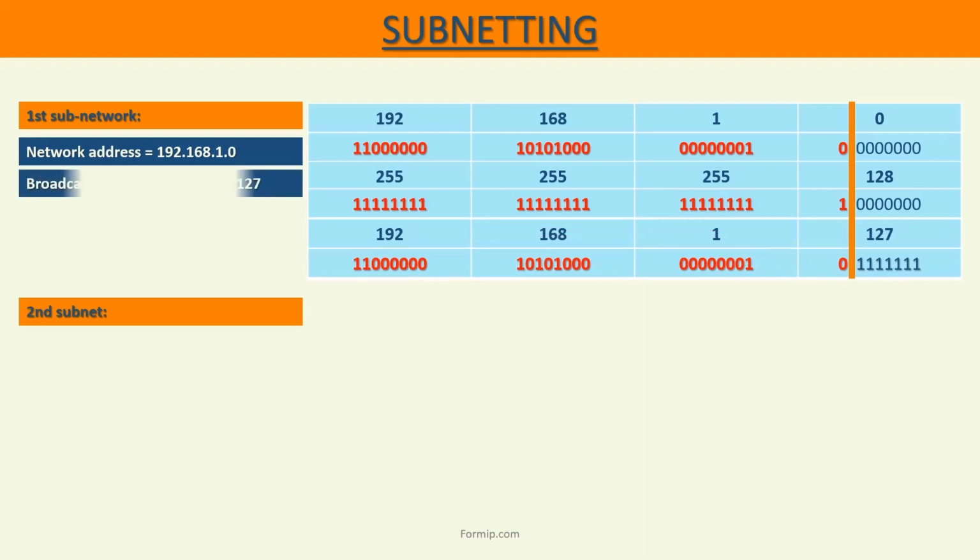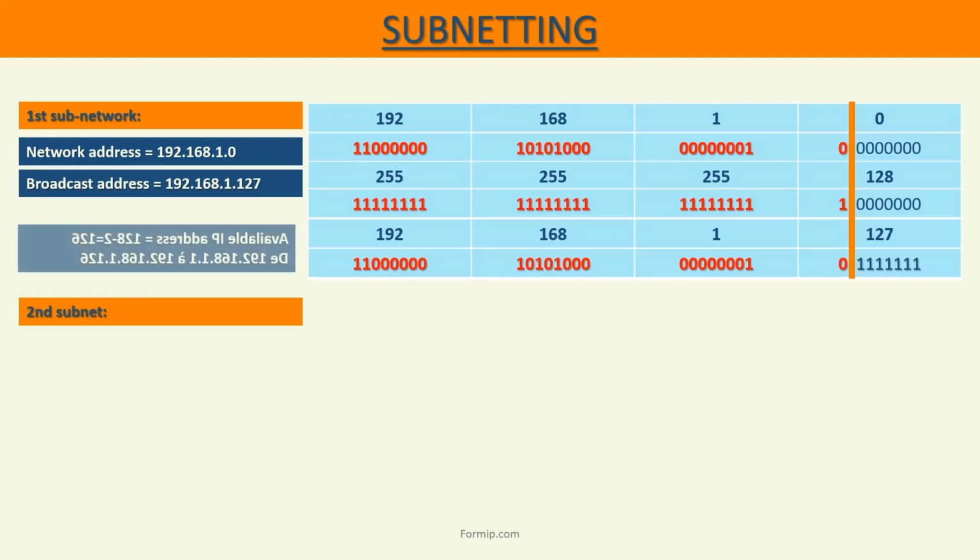To find the broadcast address, all the bits must be set to 1, always after separation. The broadcast address is therefore 192.168.1.127. In this 128 IP subnet, if we remove the network and broadcast address that we cannot use, we are left with 126 IP that we can assign to hosts. These are the IPs from 192.168.1.1 to 126.